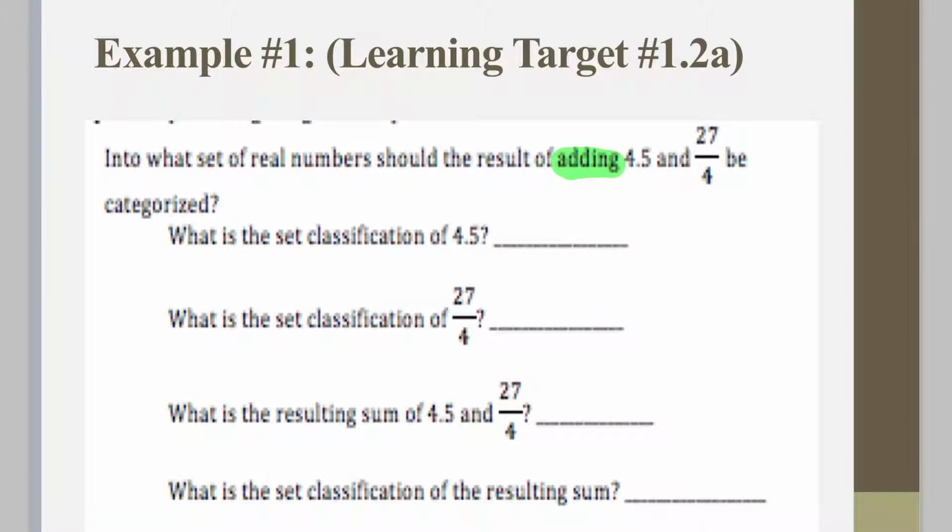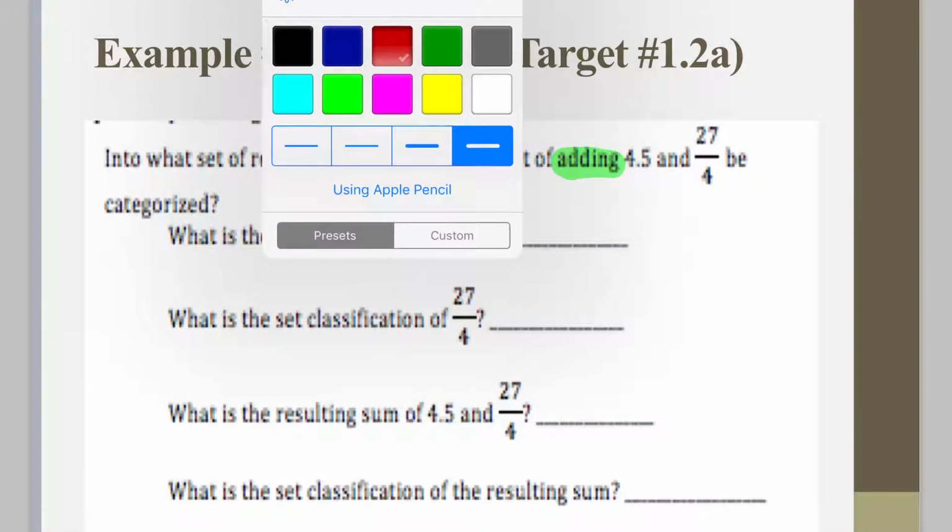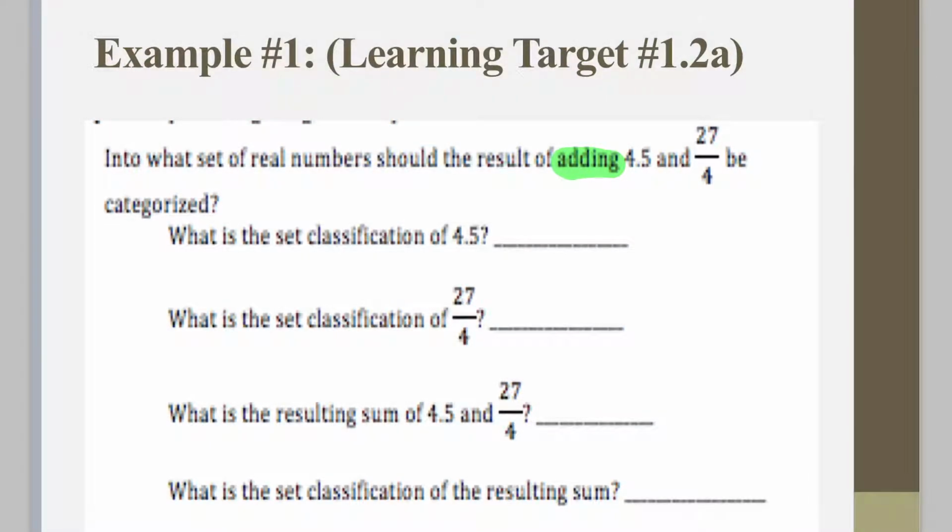So what is the set classification of 4.5? Well, 4.5 is a decimal, meaning it is either rational or irrational. Irrational numbers either do not terminate or do not repeat. In this case, we see that 4.5 does terminate. That leads us to conclude that 4.5 is a rational number.